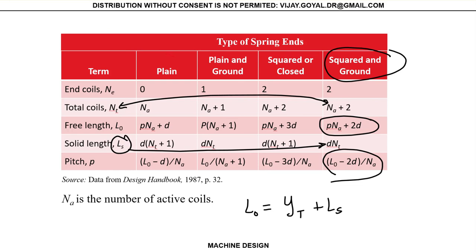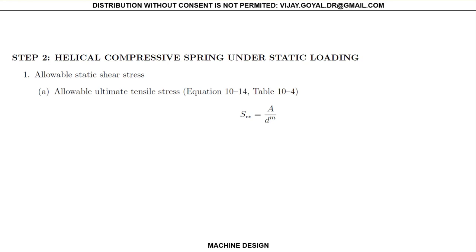Okay, so there are a couple more things that we have to know. Now here we need to find your ultimate tensile stress. The ultimate tensile stress, this is important, is going to come from two parameters. You can use your A, B, and M. This is your wire diameter.